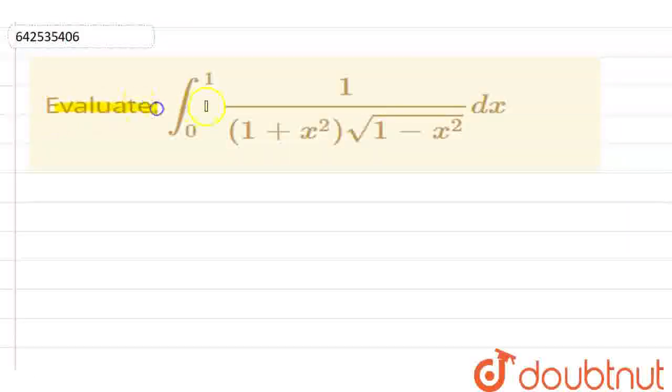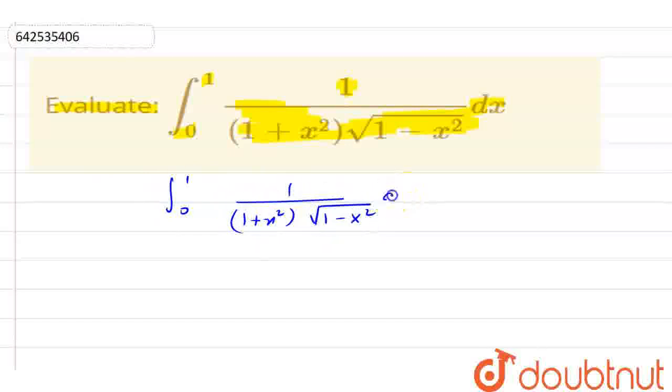Hello everyone, in this question we have to evaluate the integration from 0 to 1 of the integrand 1 by (1 plus x square) under root (1 minus x square) dx. Now in this question we have 0 to 1, 1 by 1 plus x square multiplied by under root 1 minus x square dx.